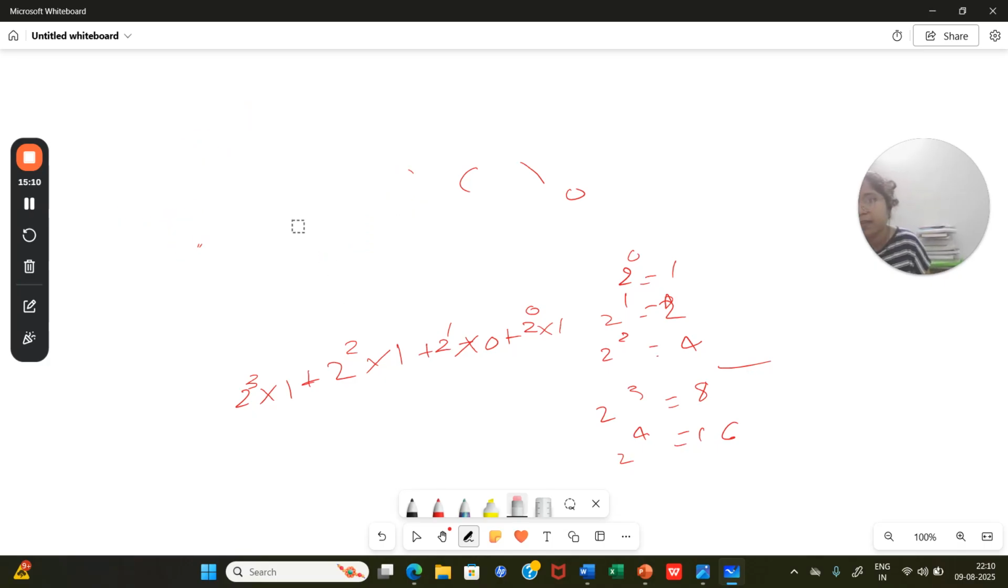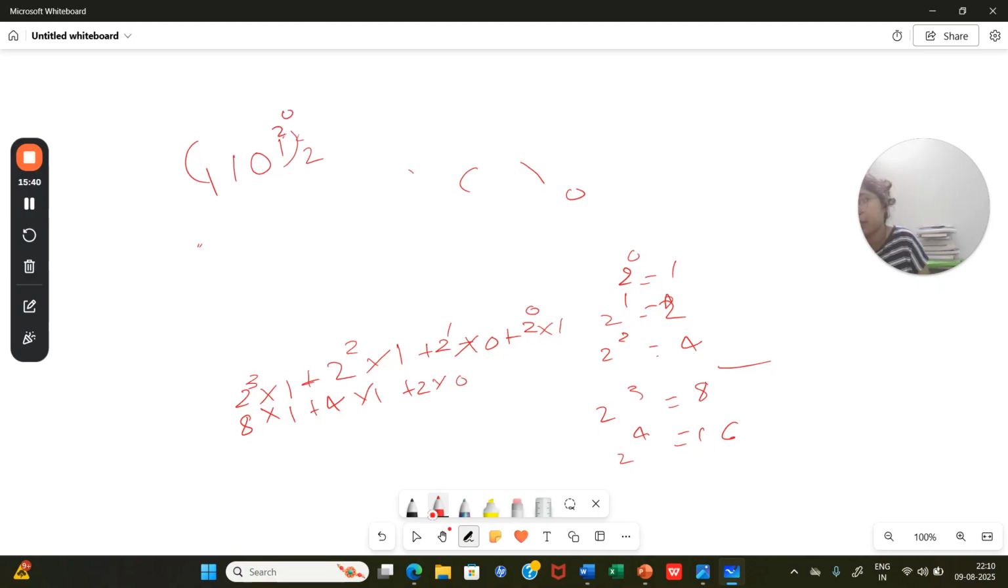The question given is, okay, look at the question here. 1101, base is 2. So we will try to calculate this one. 2 power 3 is 8. 8 into 1 plus 2 power 2 is 4, 4 into 1 plus 2 power 1 is 2 into 0. Okay. No need to calculate this 0 term. So first we'll write all the terms properly.